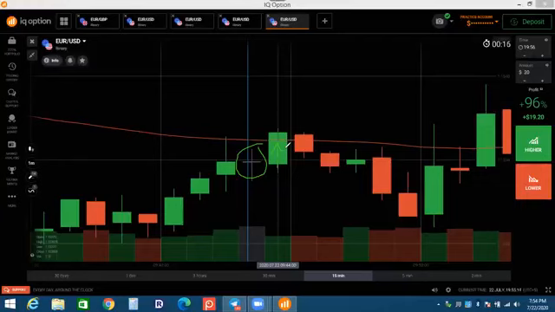Getting point or not? Spinning top, high volume is a reversal sign. So that is a spinning top. Agree? That is a spinning top.